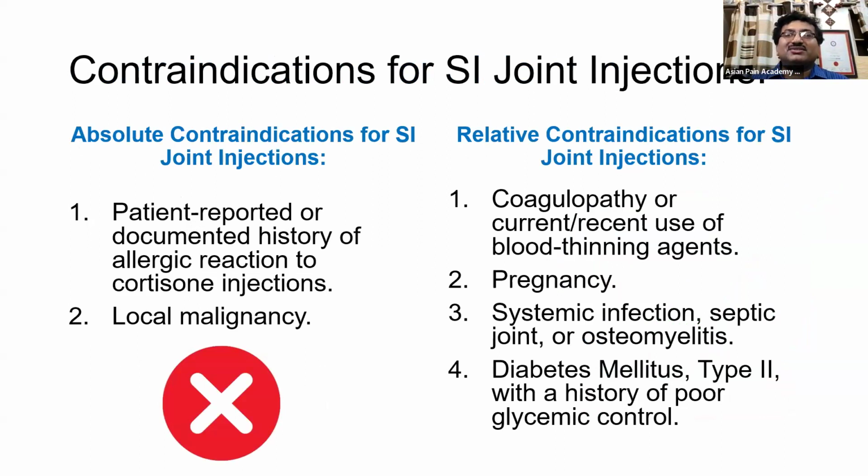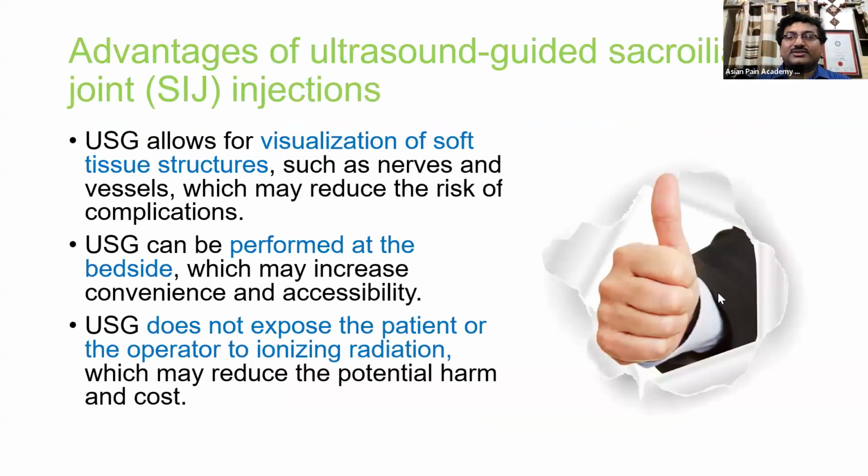Among the contraindications, first of all, the patient's refusal and the patient being allergic to any of the injecting medications. If there is local malignancy, that is also a contraindication for just giving a steroid injection. We have done sacroiliac joint denervation in cases of malignancies as well, with the help of cryo or cooled radiofrequency, and that is also possible. But in all other areas, usually these are the contraindications. Relative contraindications include coagulopathy, pregnancy, systemic infection, and type 2 diabetes. So these are all relative contraindications.